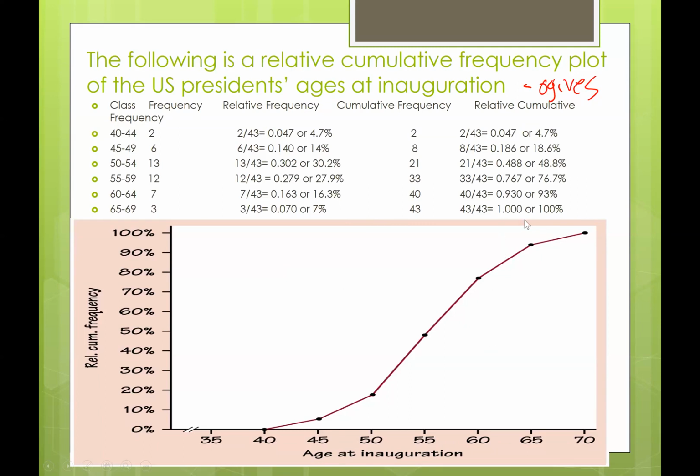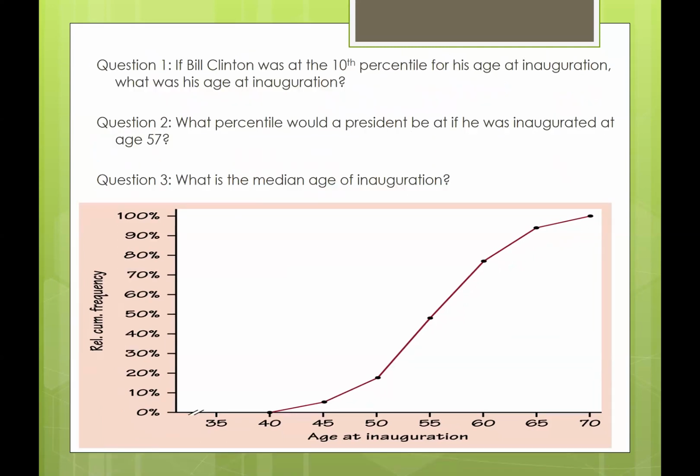And then the reason this is helpful is because, remember, a percentile is the percent below that point. Since we created this graph, we can now find percentiles, which is the main advantage of a graph like this. So you might be asked questions like, if Bill Clinton was at the 10th percentile for his age at inauguration, what was his age at inauguration? So 10th percentile means 10% of all presidents were younger than Bill Clinton when they were inaugurated, which is obviously not a lot. That means he had a younger age than most presidents.